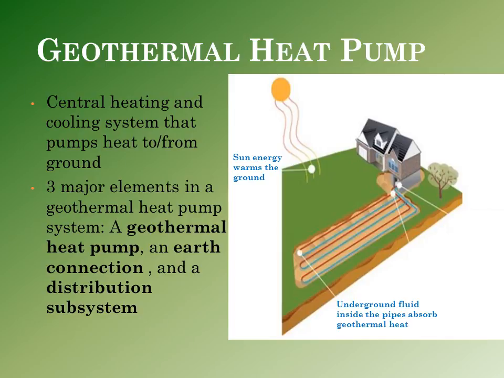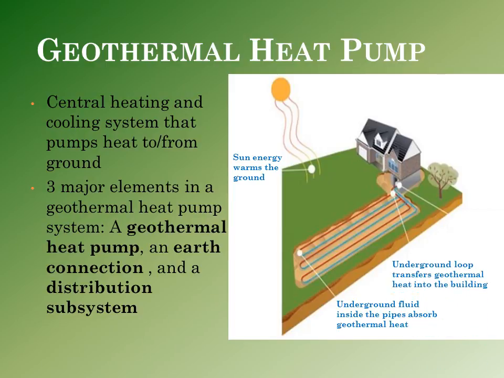So every geothermal system will have three major components: a geothermal heat pump to move heat between the building and the water in the earth connection, and an earth connection for transferring heat between the water and the earth. Finally, a distribution subsystem for delivering heat or cool air to the building. The pictures show the process for heating a building.